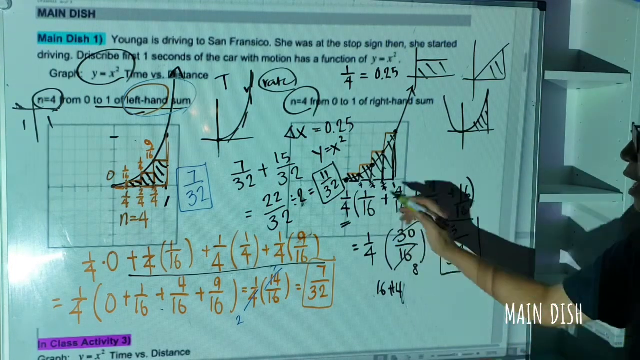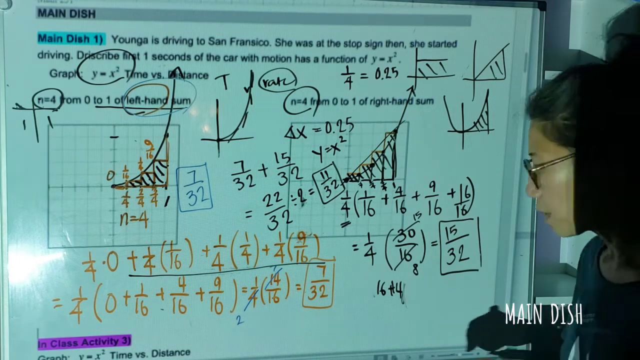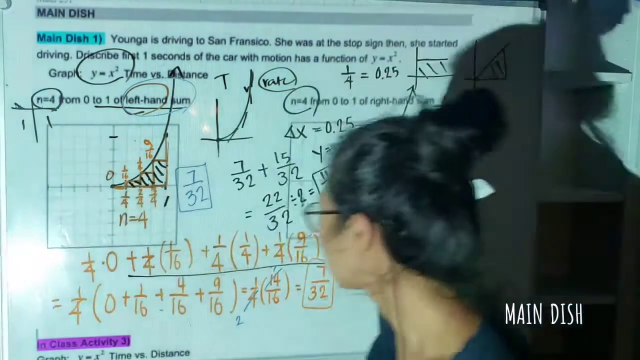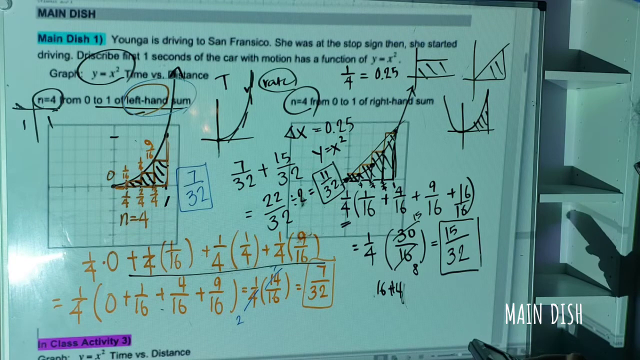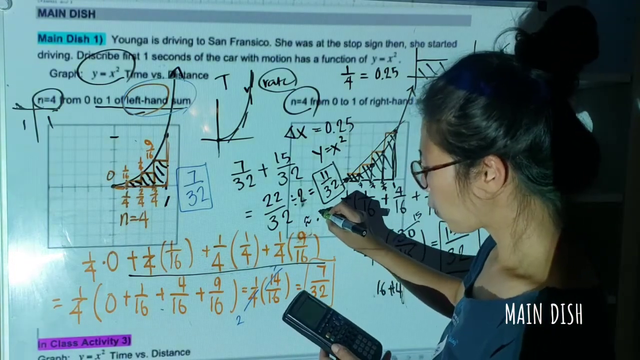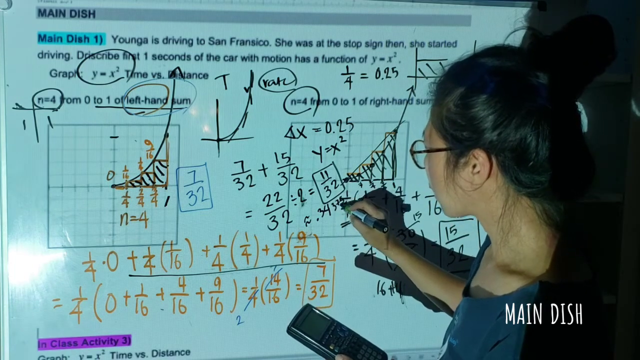11 over 32. As you see, this is definitely less than 0.5, right? And for fun, let's see what we get. Of course, 11 over 32 is not the exact answer, and I will show you what the answer is. So the answer for this one, we estimate as 0.34375. That's what I got.